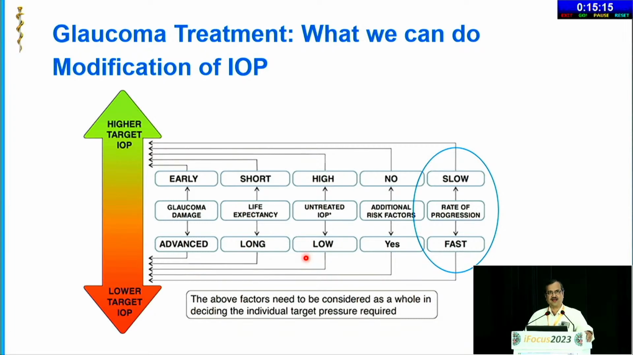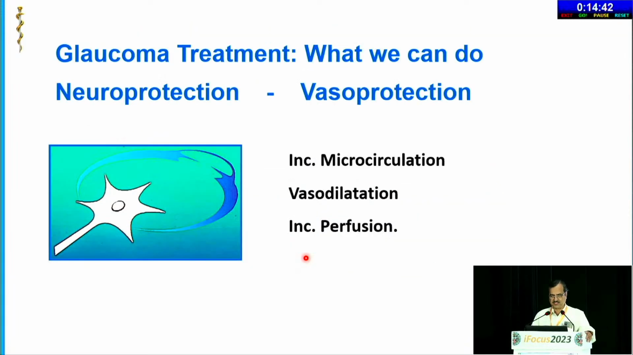And additional risk factors. What can be the additional risk factors? Like family history, prolonged use of steroids, trauma, diabetes, hypertension, thyroid disorders, etc. Depending on the number of risk factors, you need to calibrate the desired intraocular pressure, which can be a target intraocular pressure or a target intraocular range. And over a period of time, when you're following up this patient, you need to further revise the target range of the intraocular pressure depending on the rate of progression.